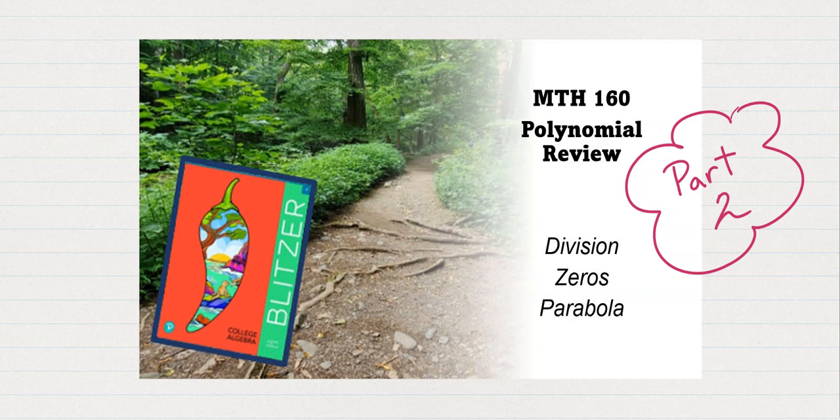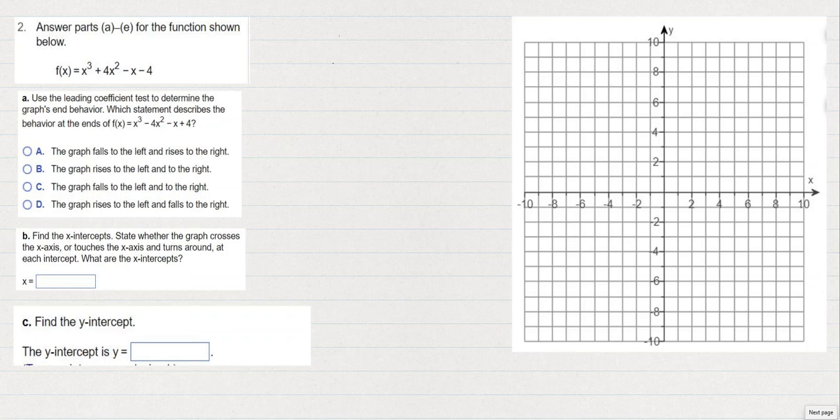In this video, we'll continue our review of polynomials by continuing with graphing a polynomial, and then we'll also look at some division, finding zeros, and a little bit more about parabolas. To start with, if I want to graph a polynomial, I'm going to start by looking at the lead term. Now this lead term is x cubed, which is positive and odd degree. So it's going to behave like a cube function, a positive cube function. So it's going to fall to the left and it's going to rise to the right.